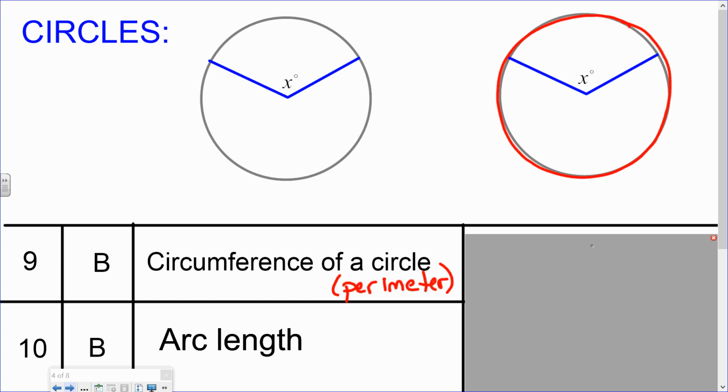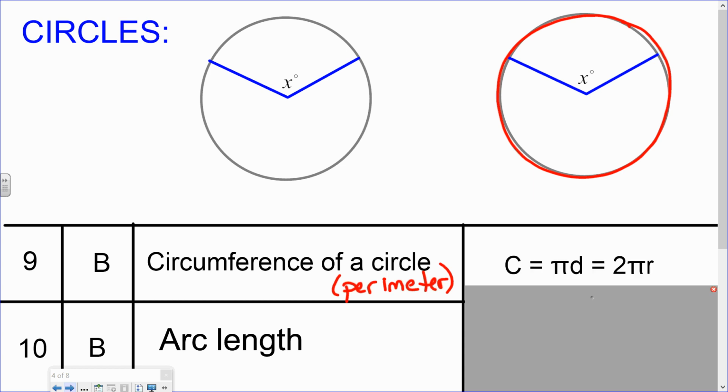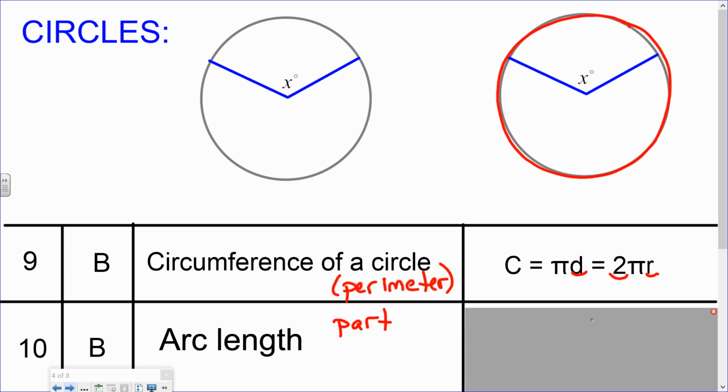We actually have learned it two different ways. Come on, somebody be brave. What's the formula for circumference? Excellent. One of the ways we've learned it is 2 pi r, and because 2 times the radius is the same as going all the way across, we can also say pi d. Those are equivalent. Arc length is just part of the circumference.